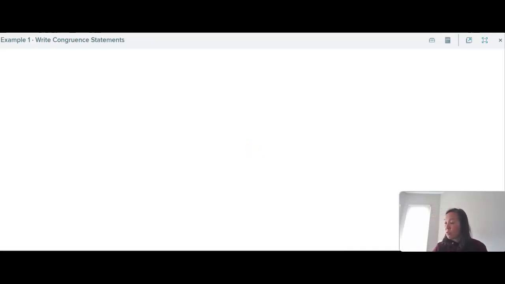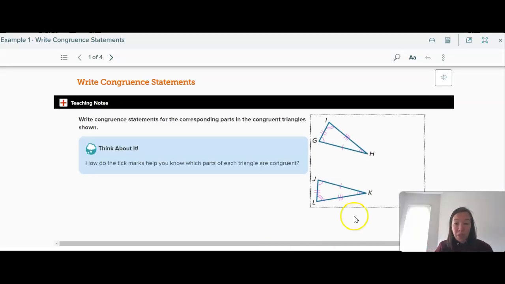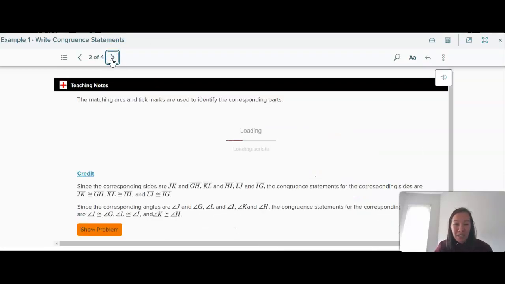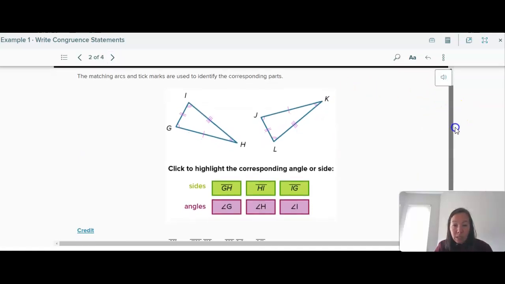Go to page 494 and let's look at the example and see if we can label some of these corresponding parts. These two triangles are congruent and they are marked for us. We're just going to fill in which ones are corresponding. Let's see here. Click to highlight the corresponding angle or side. So side GH is corresponding to side JK.